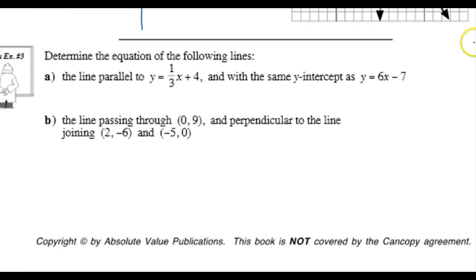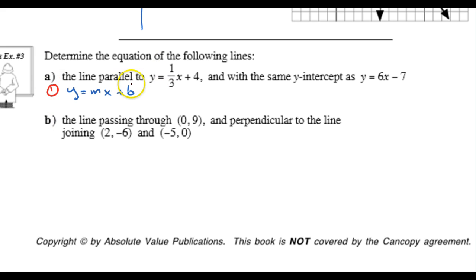Okay, determine the equation of the following lines. We want a line that's parallel to this line and with the same intercept as this other line here. So we want to come up with our own line. Our line is going to be y equals mx plus b. We'll call it line 1 here.